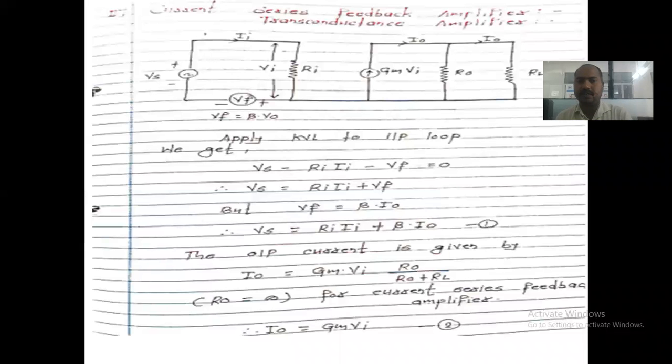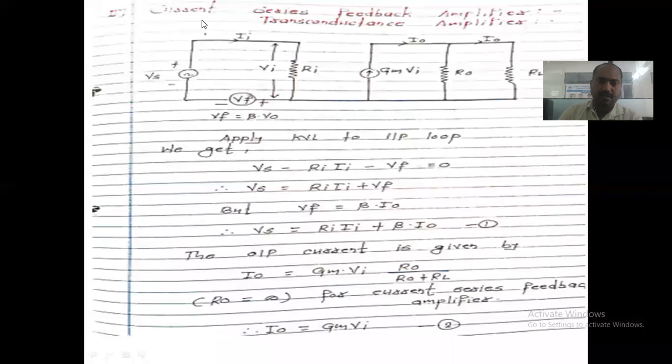So we have seen another amplifier, the current series feedback type of amplifier. It is also called the transconductance type of amplifier. It also has an input circuit as well as an output circuit. One important thing here: VF equals beta into V0, sorry, it is not V0 but I0. VF equals beta into I0. I will explain it when it comes in the equation.